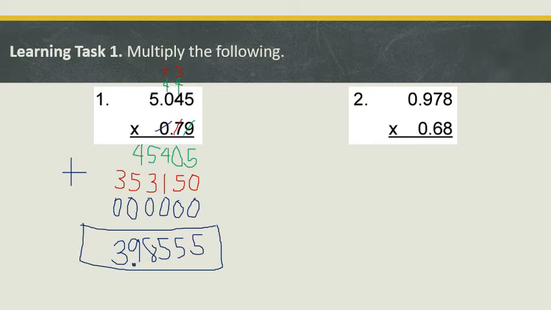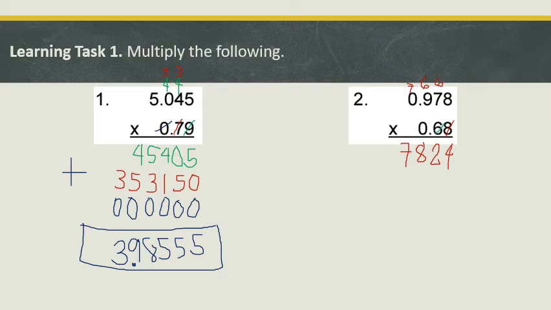Okay, next. Number 2. So, start ulit tayo dito sa 8. So, 8 times 8 is 64. So, carry 6. 8 times 7 is 56. Plus 6 is 62. So, carry 6. 8 times 9 is 72. Plus 6 is 78. So, carry 7. 8 times 0 is 0. Plus 7 is 7.